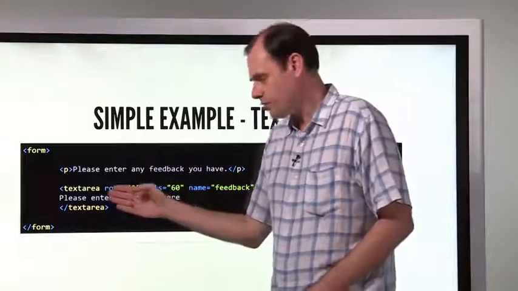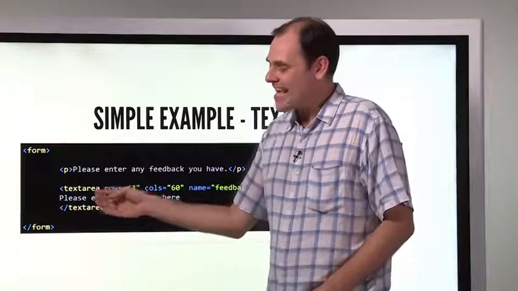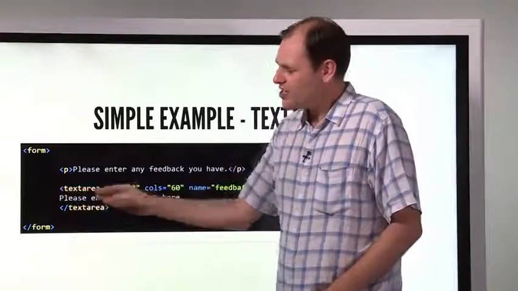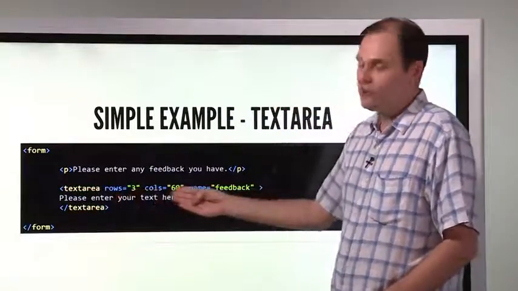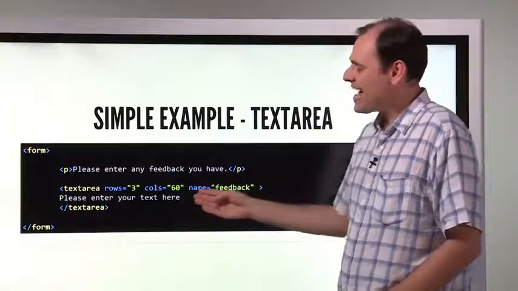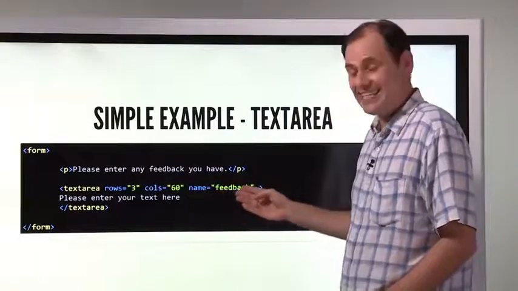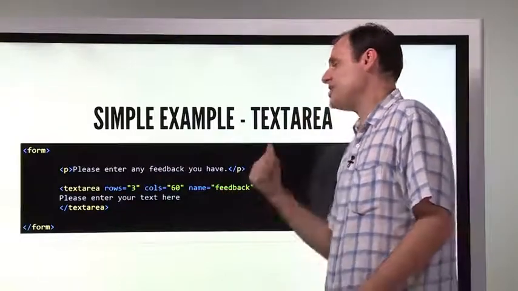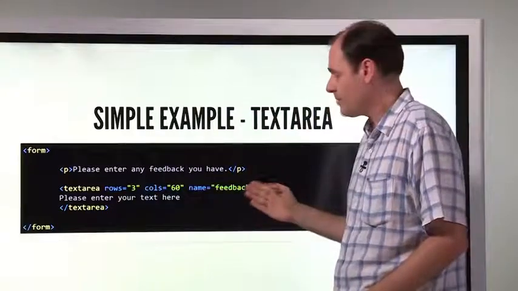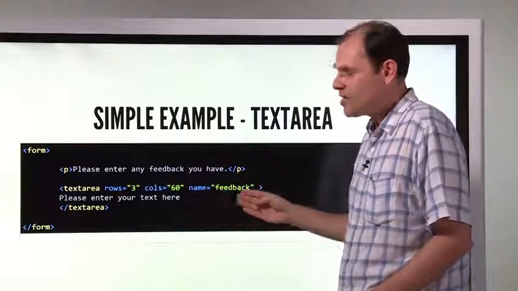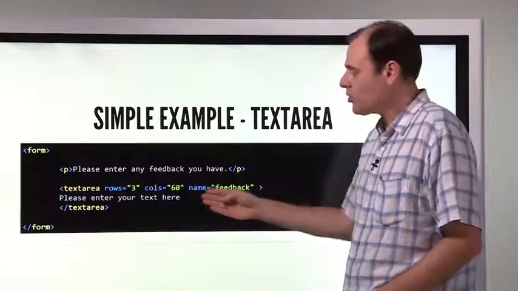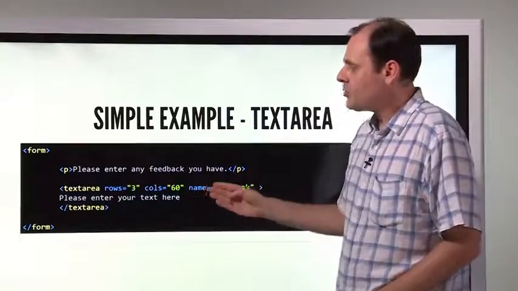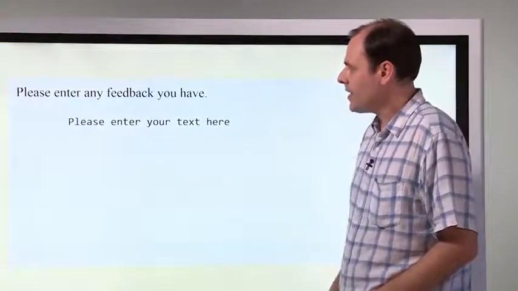Now, this is the thing which we're focusing on, text area. So you have to say start text area, end text area. Maybe you say how many rows, how many columns, and you give it a name, and we need that name. The name is passed to the server program. And then the server program says, oh, right, yes, they typed this, and that was the feedback. So we've got to give it a name. Let's see what it looks like. It looks like this, right?